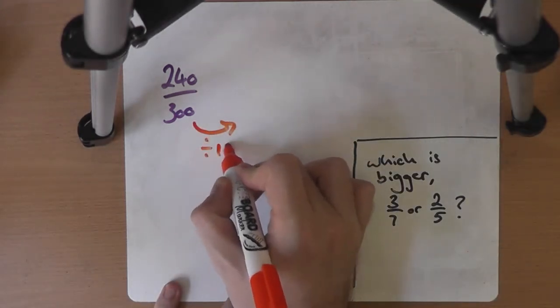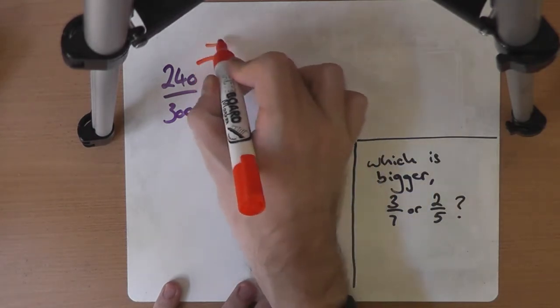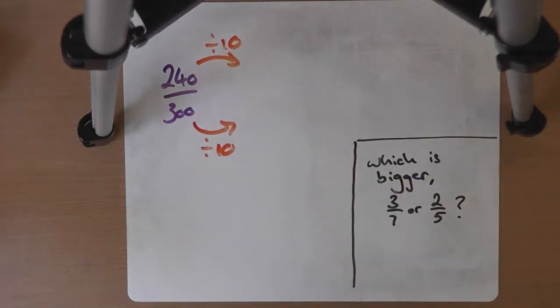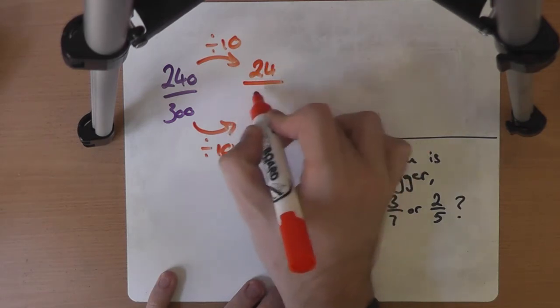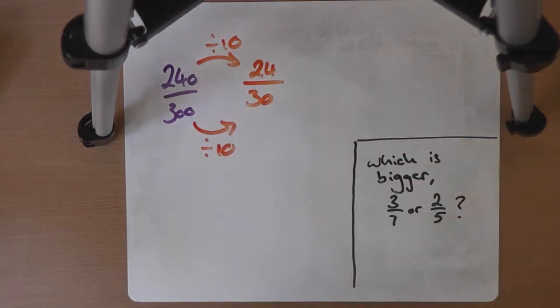But we could notice that these two numbers, because they both end in 0, they will cleanly divide by 10. We could do 240 divided by 10 and get 24 on the top, and we could do 300 divided by 10 and get 30 on the bottom. And already 24 out of 30, an equivalent fraction there, is easier to work with. But maybe we could do this again. Maybe we could go a bit further.